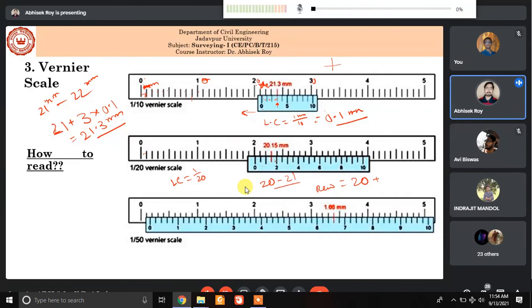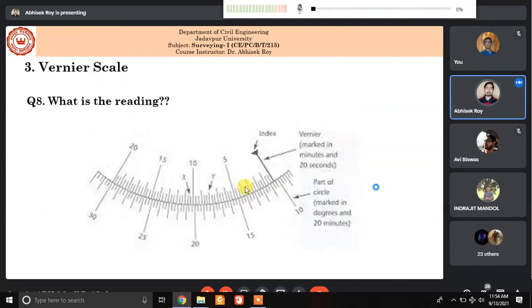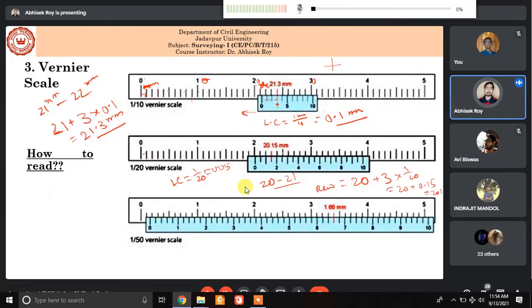The third one. So three divisions. Now what is the least count here? It is 1 by 20, or 0.05. That means 20 plus 0.15, so 20.15. So this will be our data. Is it clear? So this will be our data.